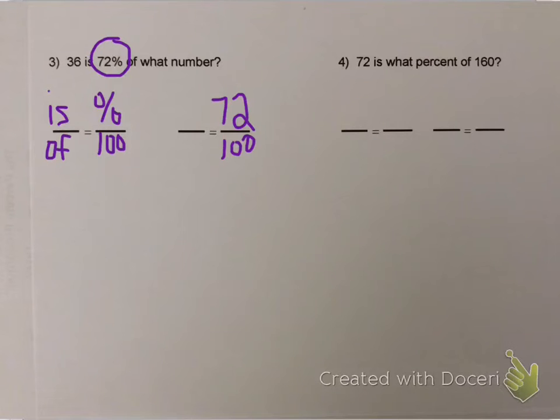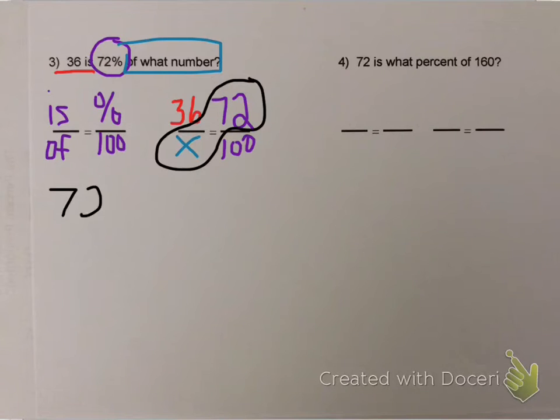Then I'm going to look for the number that is after the word of. So I'm going to look for my of. Of what number? I don't know the number. When I don't know a number, I'm going to use the variable. So that's going to go in my of spot. And the last thing I'm going to find is my is. Whatever's left is my is, and that's 36 in this case. Okay, so there's my proportion. We're going to solve it by using the cross product property.